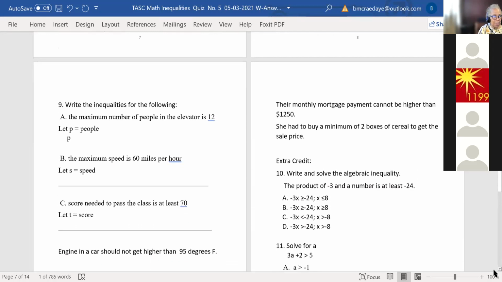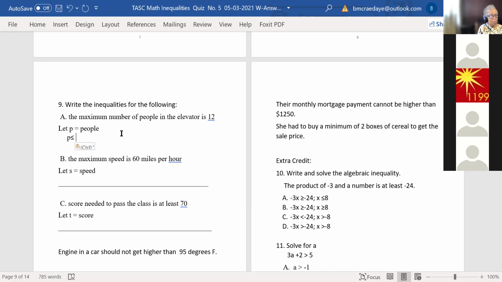And what we're doing, we're translating some words into inequalities. And let me just ask you, Alva. If I say the maximum number of people in the elevator is 12, what does that mean to you in terms of people in the elevator? Greater than or less than? Alva? You're on mute.